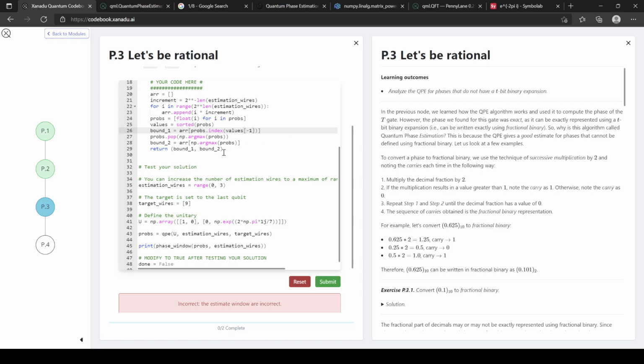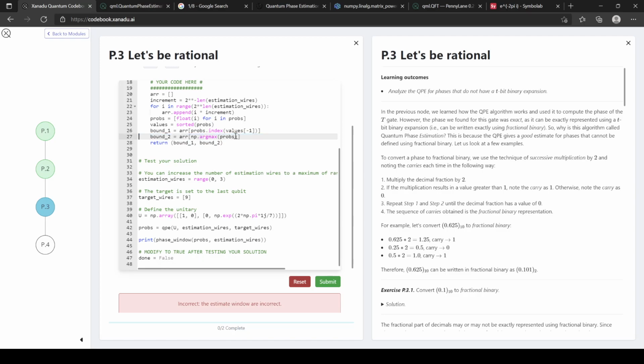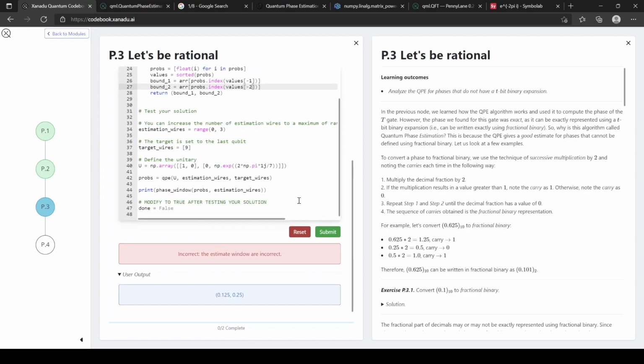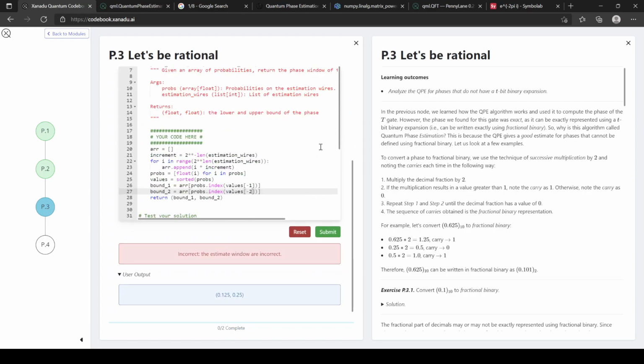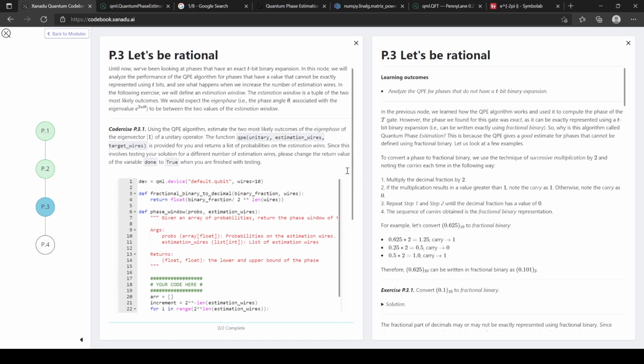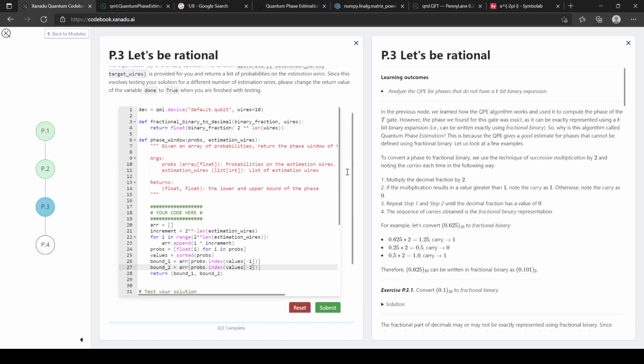Okay, now I'm just trying to fix this. I realize there's a problem before. All right, there we go. This should be better. The lower and upper bound of the phase. It should work. What's going on here?